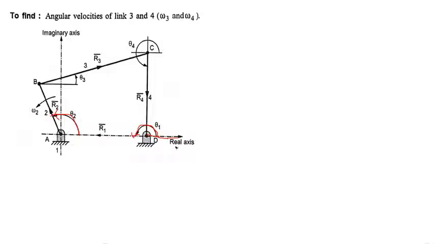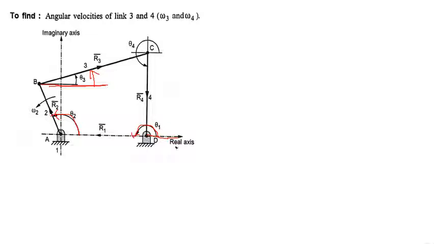Similarly, for link 3, that is connecting rod BC, we are finding vector C with respect to vector B. Therefore, the direction should be towards C. Then, for the angular position, draw a horizontal line parallel to the real axis, because this represents the real axis, and in the anti-clockwise direction we measure the angle of link 3. This is theta 3.